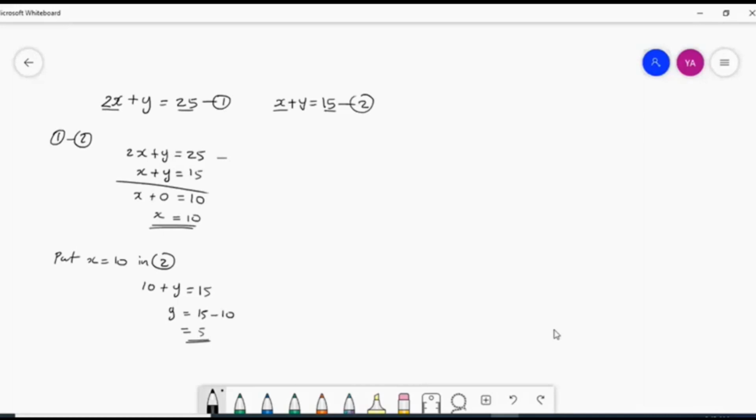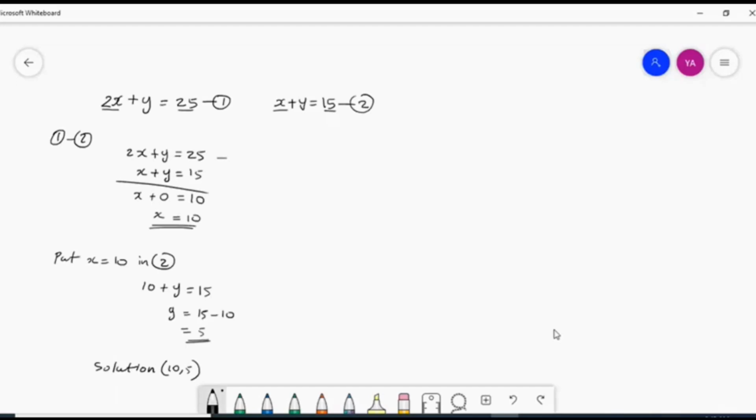So the solution, how we can write it as a pair: the solution of this pair of linear equations is (10, 5). Is this consistent or inconsistent or dependent? Consistent. There's only one solution.